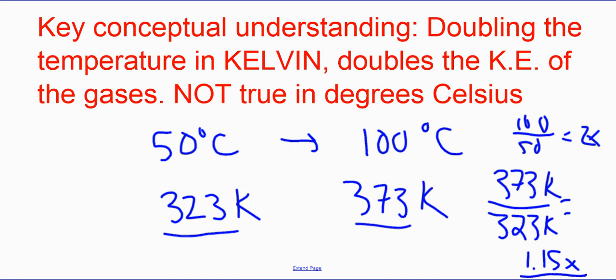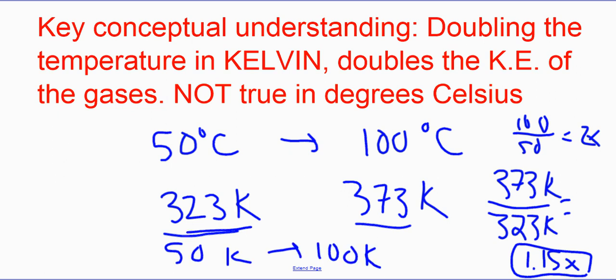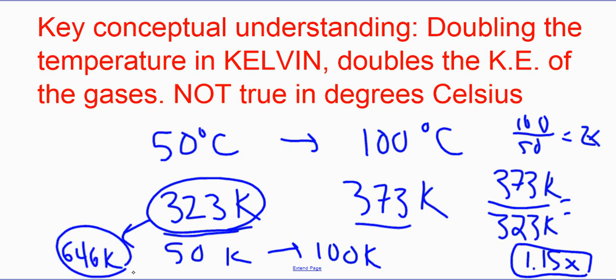times as fast. So if we wanted to double the kinetic energy, we could go from 50 Kelvin to 100 Kelvin. Or if we were at 50 degrees Celsius, which is pretty warm, and we wanted to double it, we'd have to get all the way up to 646 Kelvin. Okay, so just so that you are aware, in order to double how fast the particles are moving, you have to double that temperature in Kelvin.